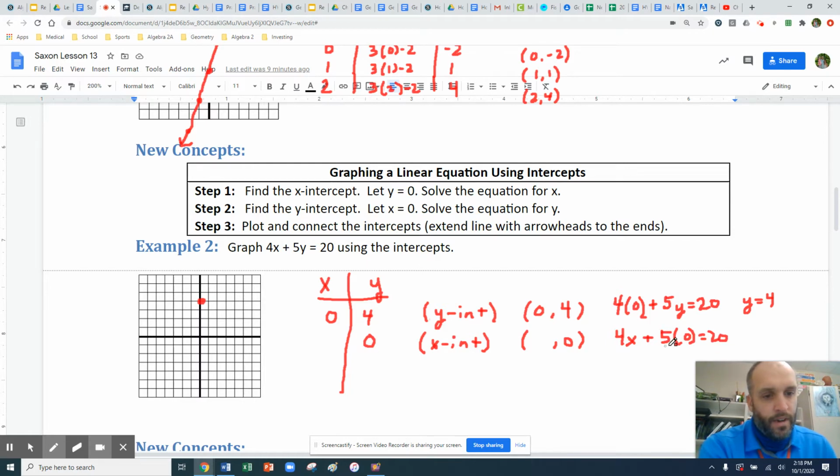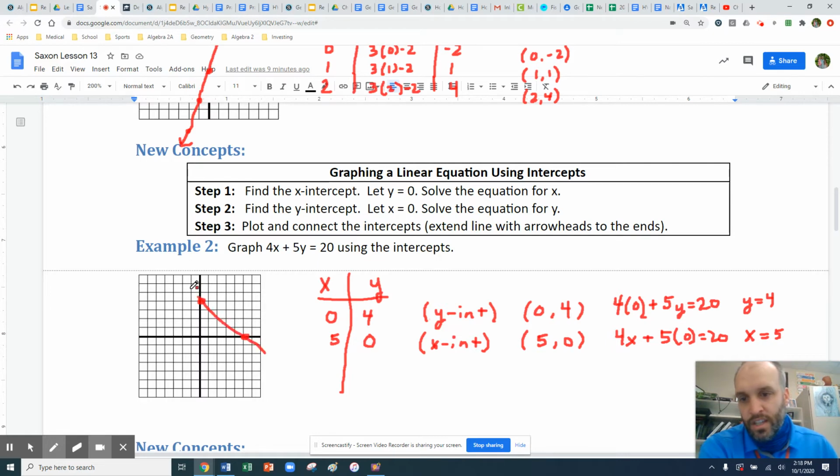And again, the 5 times 0 is going to basically become 0. So we get 4 times something equals 20. That means that that's going to be a 5. And our x-intercept then is (5, 0). And when we have exactly 2 points, we can start to create the line between these 2 points.